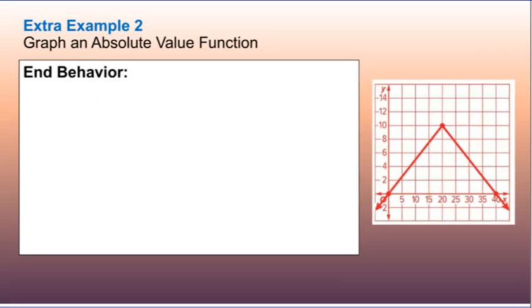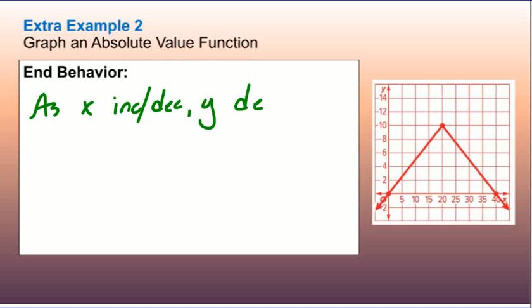Next, the end behavior: as x increases and as x decreases, your y decreases. Now, there is no relative meaning to this one because you cannot have negative values here. The end behavior, everything would be positive in this case.